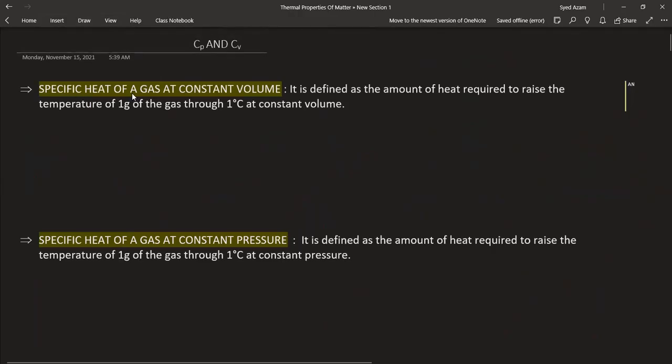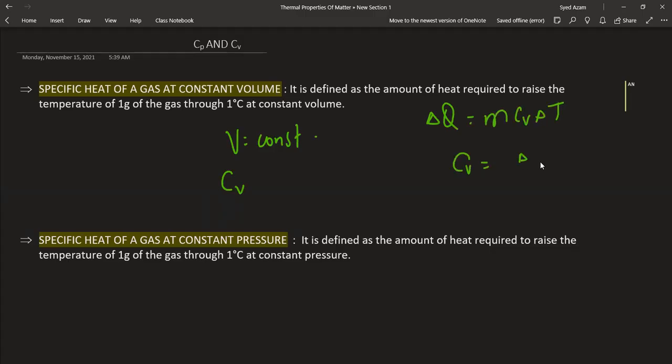See, specific heat we have studied. Now, if the volume is kept constant, so the specific heat is referred to as the CV. CV will be used. So how will you say? Delta Q is equal to M CV delta T. So your CV will be equal to delta Q by M delta T. This is the specific heat at constant volume. This will come in thermodynamics also. Be very careful with this.